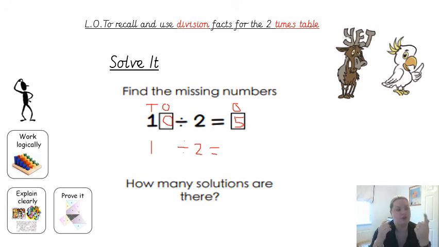But 2, 4, 6, 8, 10, 12. Oh, I can use 12. And the answer is, let's see, so 12 divided by 2: 2, 4, 6, 8, 10, 12. Oh, the answer's 6. Okay, so I have found 2 ways so far, but there are more than that.